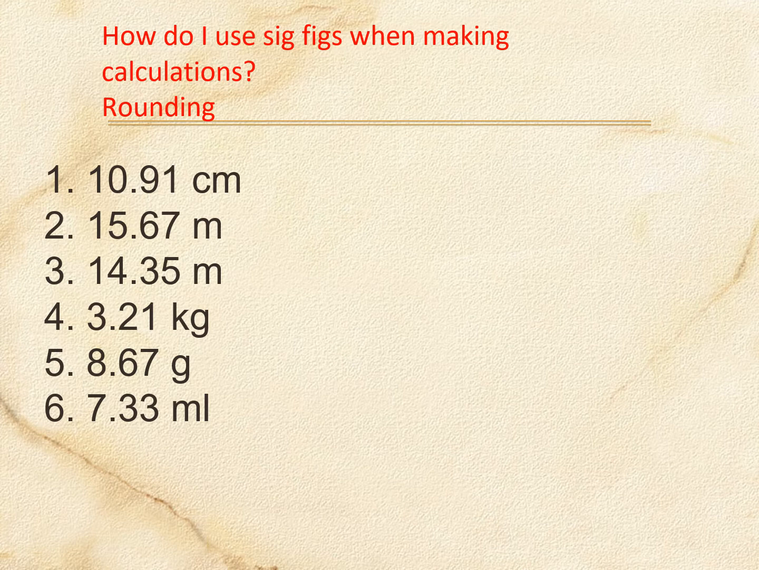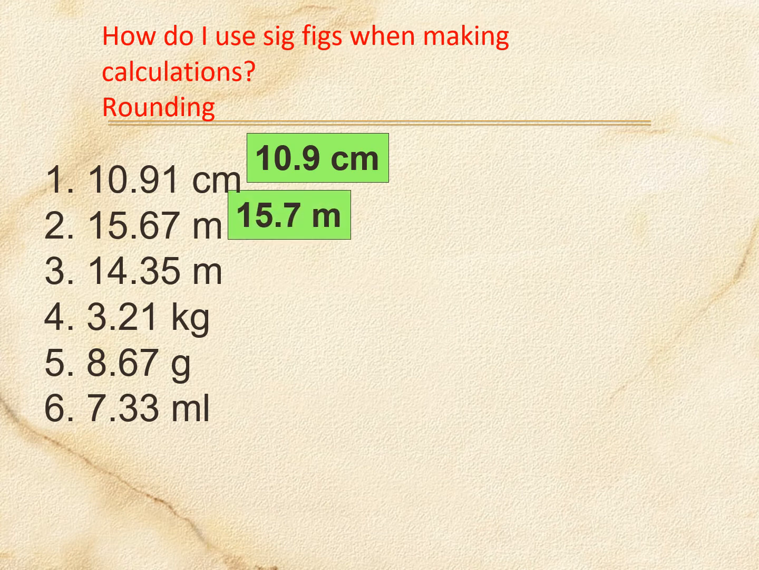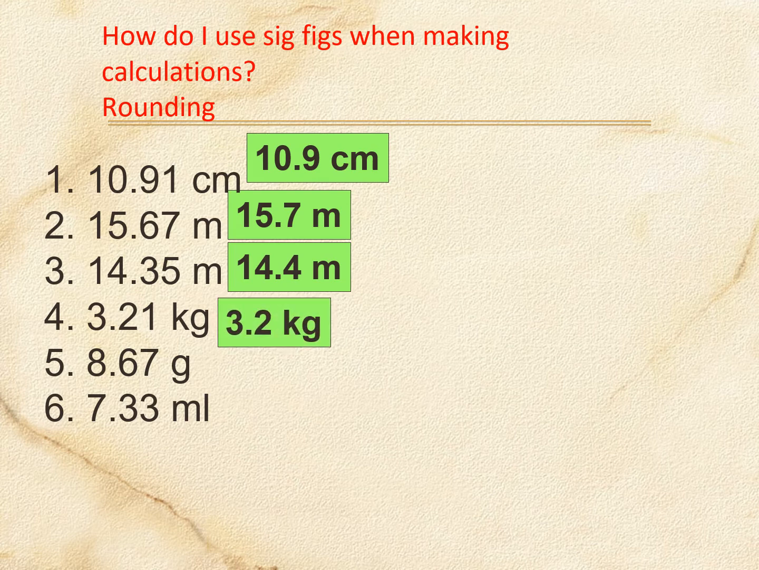All right, how do I use sig figs when making calculations? Rounding. If you round to the hundredths, 10.91 will go to 10.9. I'm sorry, tenths. 10.91 will go to 10.9. Number 2, 15.7, because that 6 will round up. 14.4, because again, the 5 or greater. Number 4 would stay at 3.2. Number 5 would go to 8.7. And number 7 would stay at 7.33. So those are rounding for, in this case, the tenths.